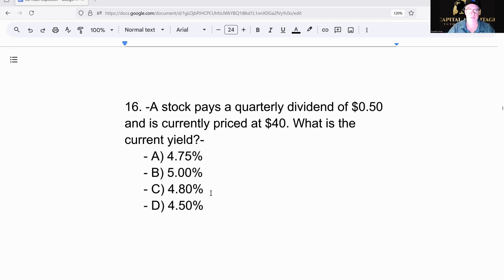16, again. Oh, it's a quarterly dividend. I love how I'm throwing things at you all over the place. So now, remember, it's a quarterly dividend. You have to multiply by what? 4, quattro. So we're going to do 50 cents times 4, $2 divided by the market price of 40 equals 5%. B as in boy, baby.